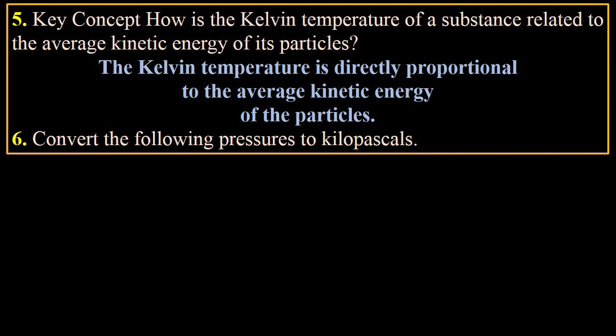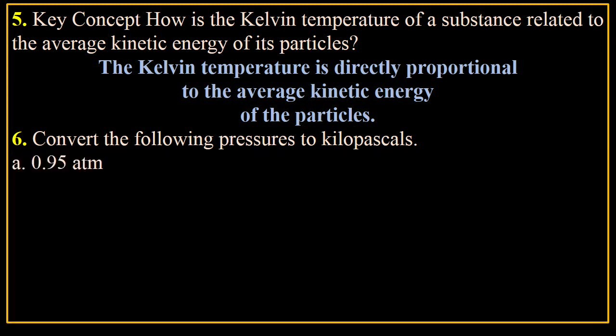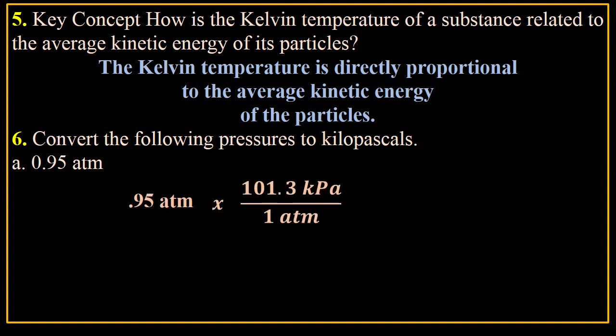Convert the following pressures to kilopascals. Okay, so we'll have a series of these. Again, it's just going to be simple unit label conversions. 0.95 atmospheres is going to be approximately 100 or so, 97 kilopascals.